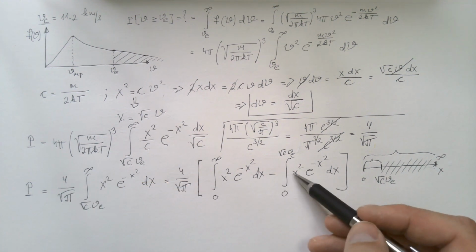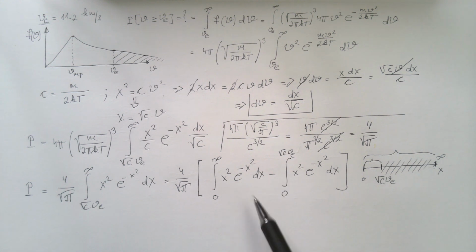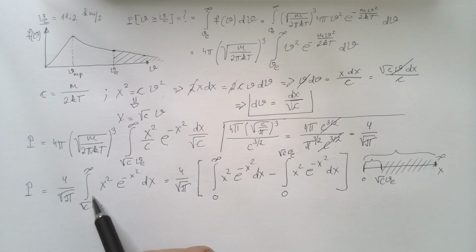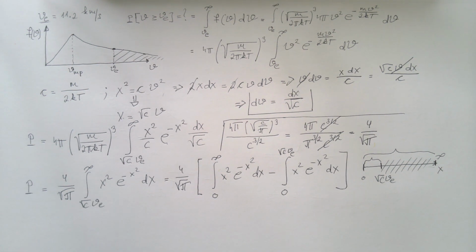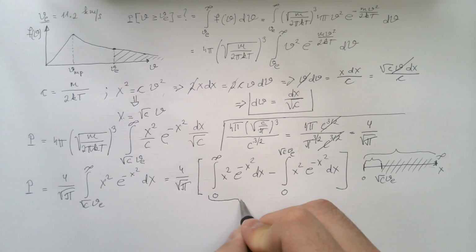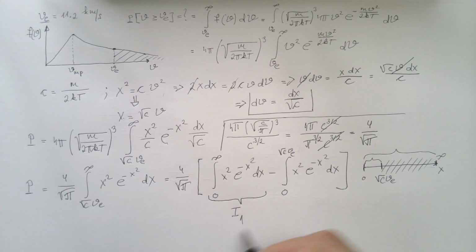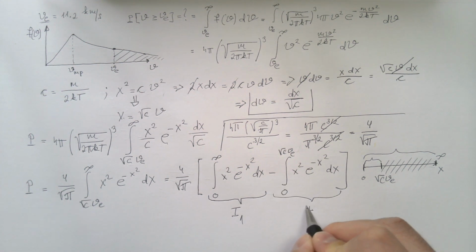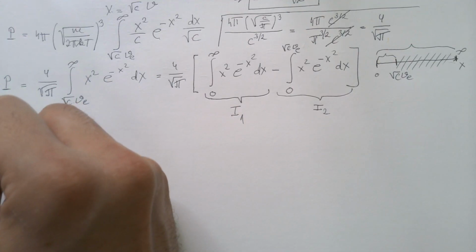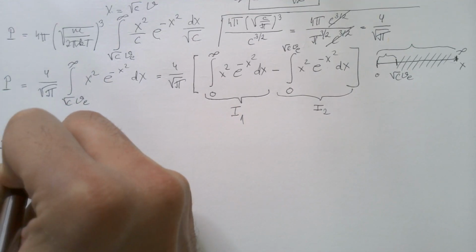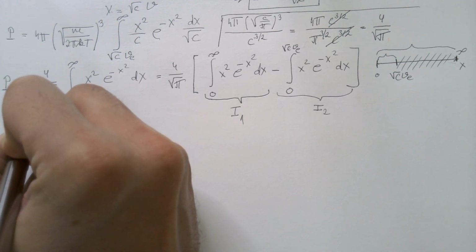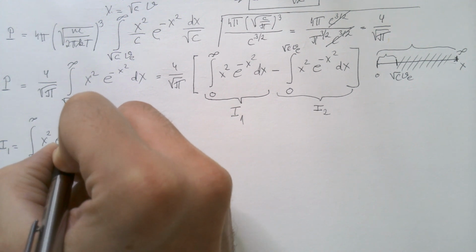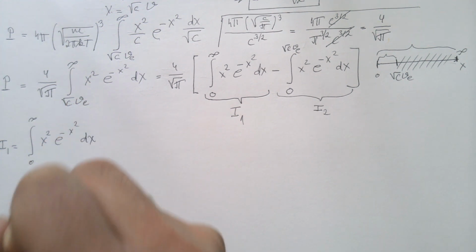But I'm rewriting this because this enables me to solve these two integrals independently, in a way I would not be able to solve this integral with these particular limits. Namely, I will call this integral from now on I1, and this integral I will call integral I2. So integral I1 is equal to the integral between 0 and infinity of x squared e to negative x squared dx.